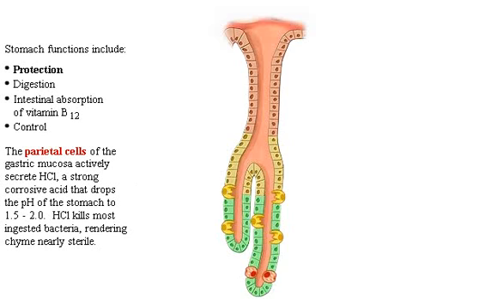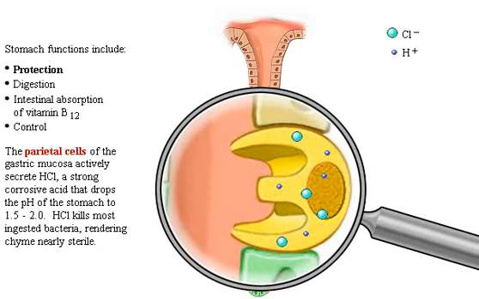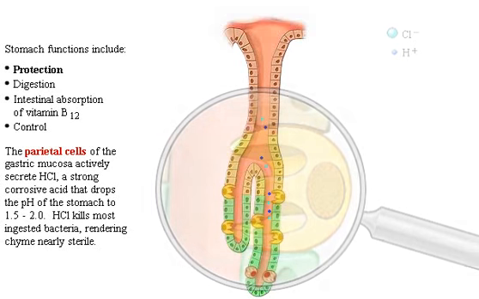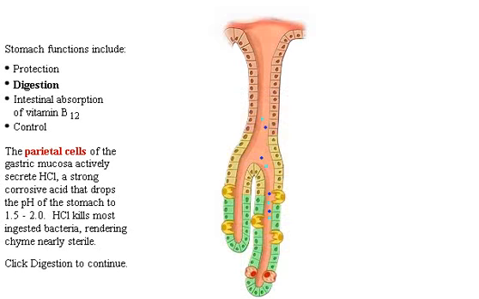The parietal cells of the gastric mucosa actively secrete hydrochloric acid, a strong corrosive acid that drops the pH of the stomach to 1.5 to 2. Hydrochloric acid kills most ingested bacteria, rendering chyme nearly sterile. Click Digestion to continue.